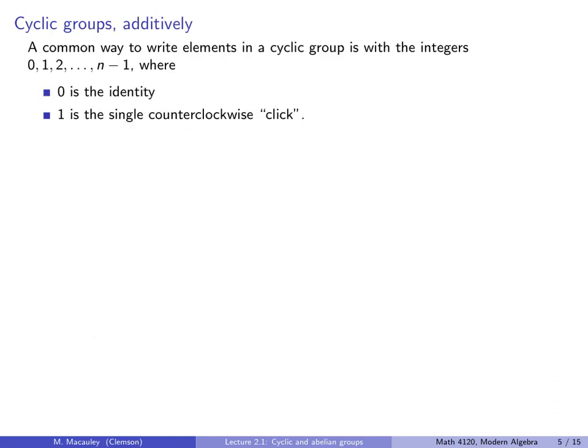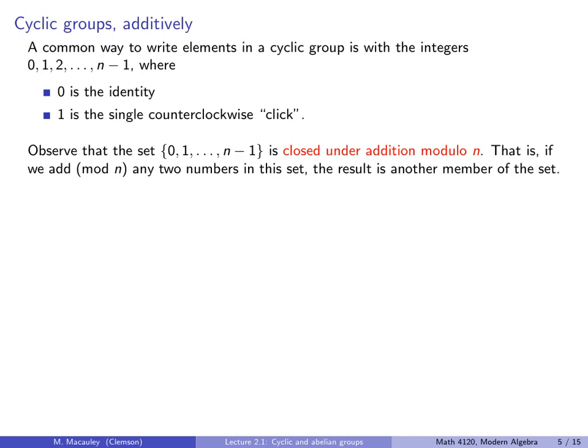As we hinted on the previous slide, there are two ways to think of cyclic groups. One of them is additively, and the other is multiplicatively. So we'll do the additive version first. A common way to write the elements in a cyclic group is with the integers modulo n. So 0 is the identity, and 1, if you prefer actions, you can think of as the single counterclockwise click. Observe that the set 0 up to n minus 1 is closed under addition modulo n. That means if you take any two numbers from this set and add them together modulo n, the result is another member of the set.